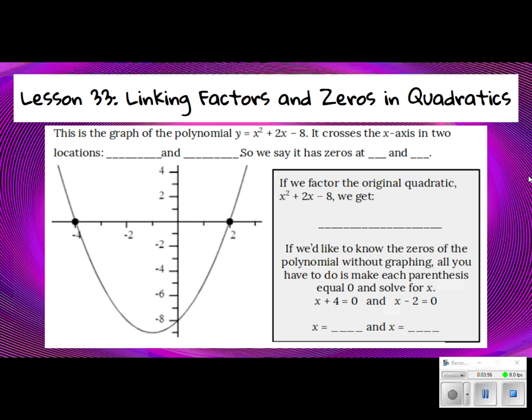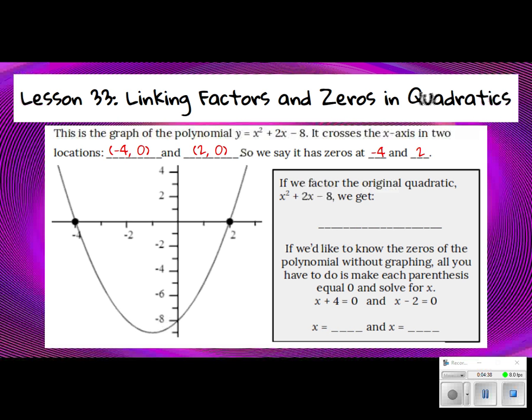All right, so this is the graph of the polynomial y equals x squared plus 2x minus 8. It's a quadratic. It's got an x squared in it. It crosses the x-axis in 2 locations. Can you see where it crosses the x-axis? It has x-intercepts at (-4, 0) and (2, 0). So we would say it has zeros at -4 and 2. Notice that the y parts of the point are 0. So when we call them zeros, we're saying, well, we already know the y value is 0. What is the x value?